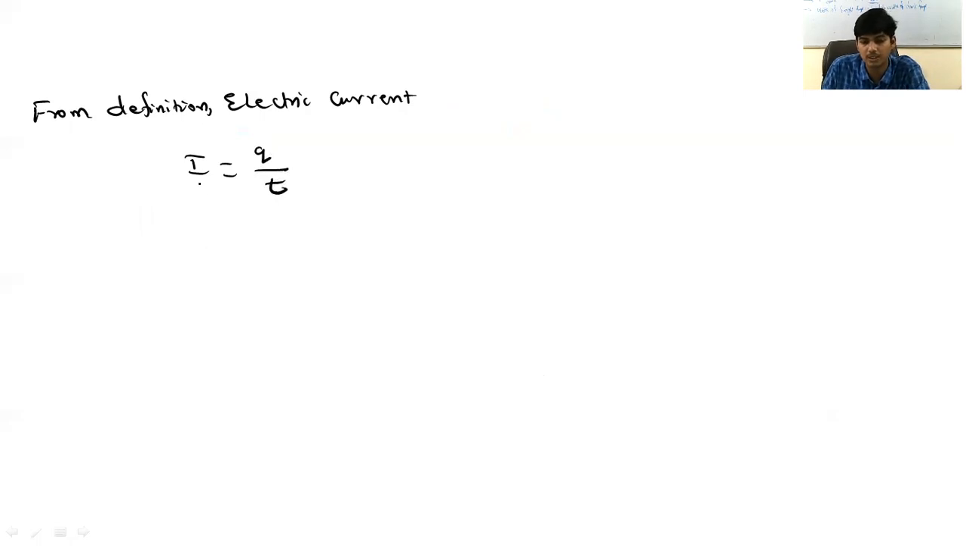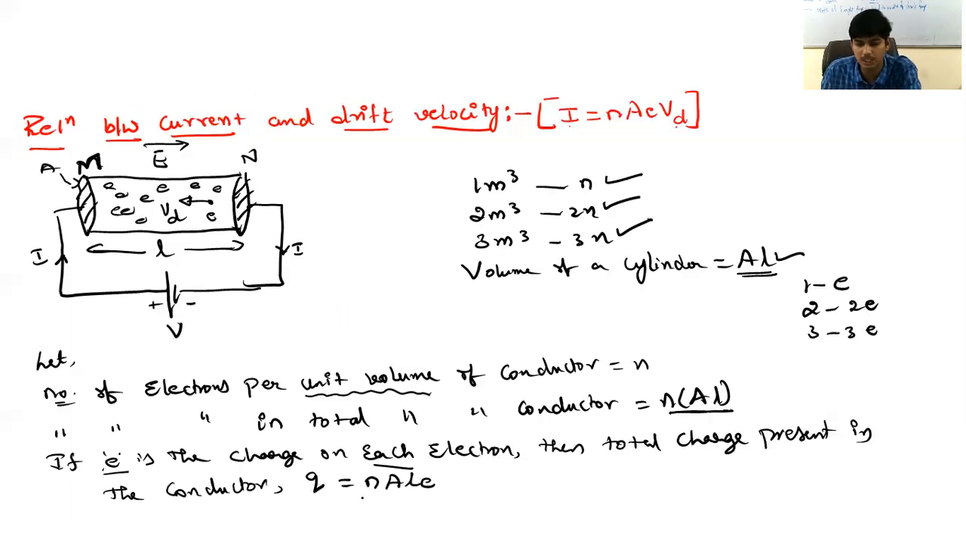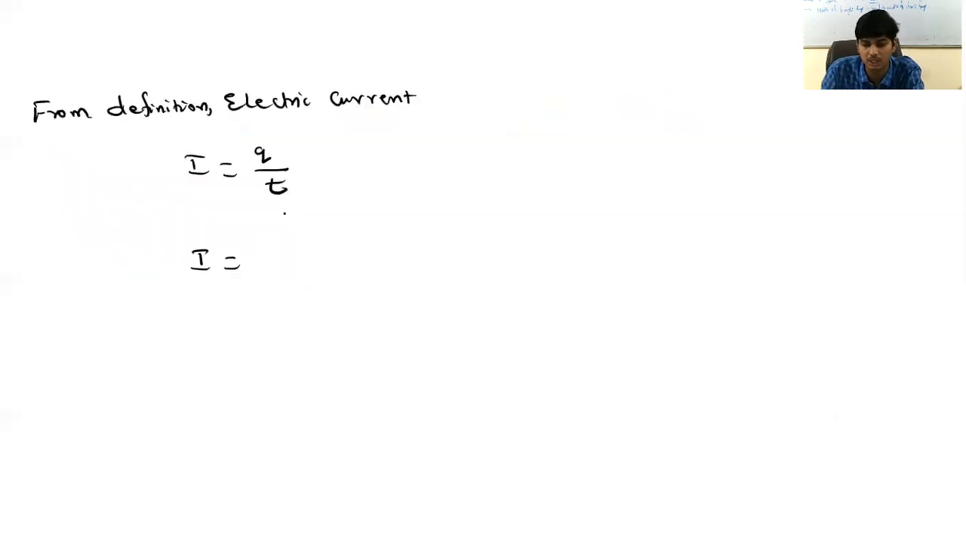Now, from the definition, electric current is defined as the rate of flow of electric charge. I is equal to Q by T. This is how we define electric current. We know the total charge present in the conductor is Q equals n AL into e. So I will substitute Q as n AL into e divided by T.